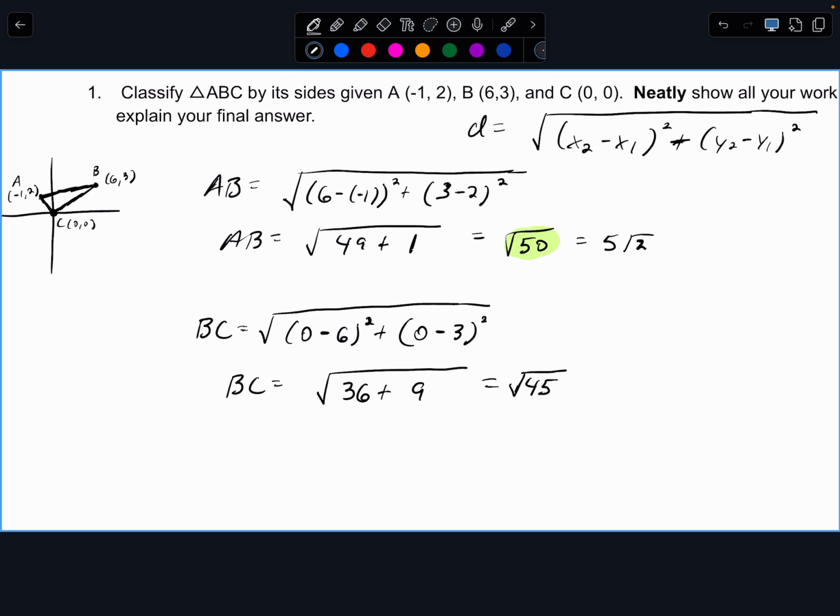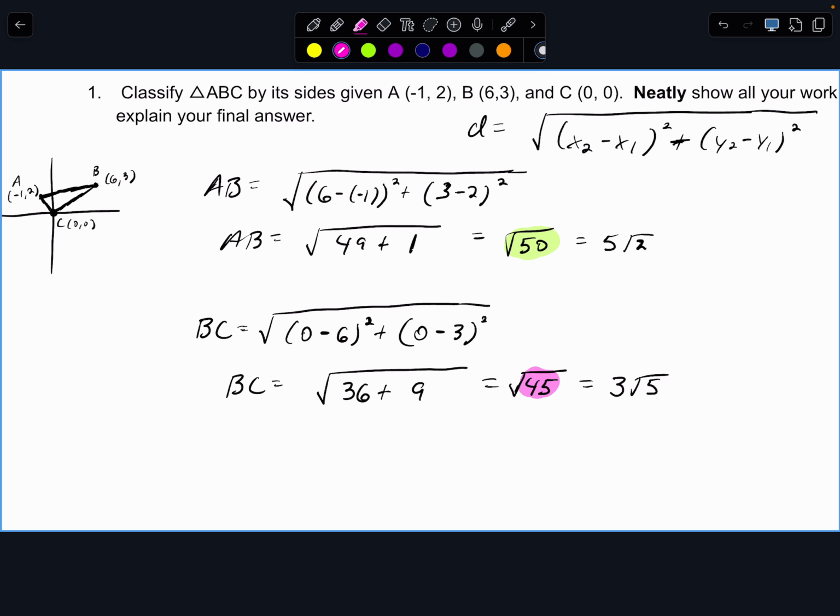So is that the same as the length of AB? No. Which one's longer? AB is longer, right? Square root of 50 is bigger than the square root of 45. Okay? Who knows how to simplify this? 9 times 5. Excellent. JC knows again. 9 times 5. And what is the square root of 9? So it's going to be 3 root 5. Again, when you're comparing these, I recommend the one that has the radical before you simplify it.